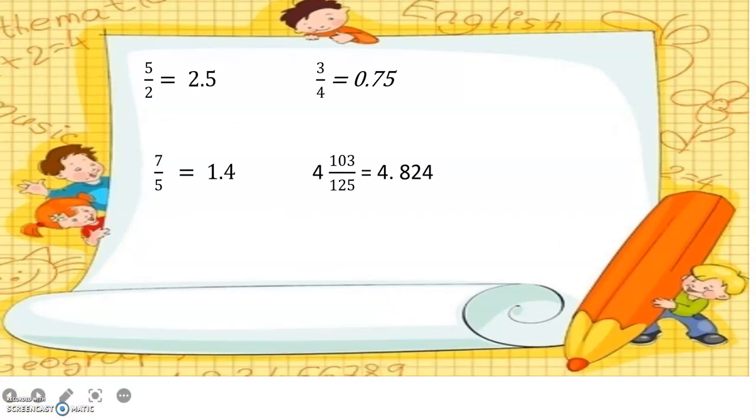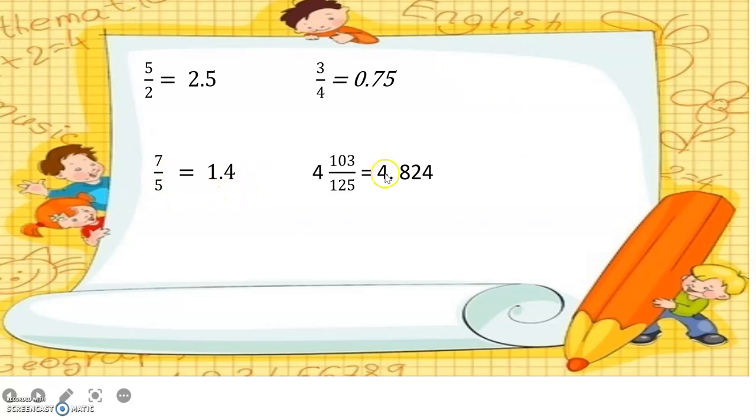Okay, 5 over 2 equals 2.5. Why? Multiply by 5 to become 10: 5 times 5 is 25, and 2 times 5 equals 10. So 10 has 1 decimal place. That's why 2.5. 3 over 4 is equal to 0.75. So for 4 to become 100, multiply by 25. 3 times 25 is 75. So 0.75. 7 over 5 is equal to 1.4.